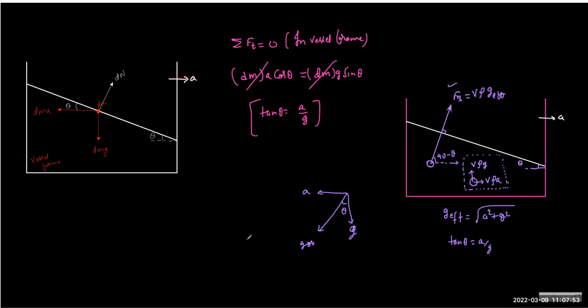Also, some points which we need to take care of is that in case of an accelerating vessel, the pressure will vary if you move perpendicular to the free surface inside. Okay. So in which case the pressure will not vary, or what will be the shape of the isobaric surface?